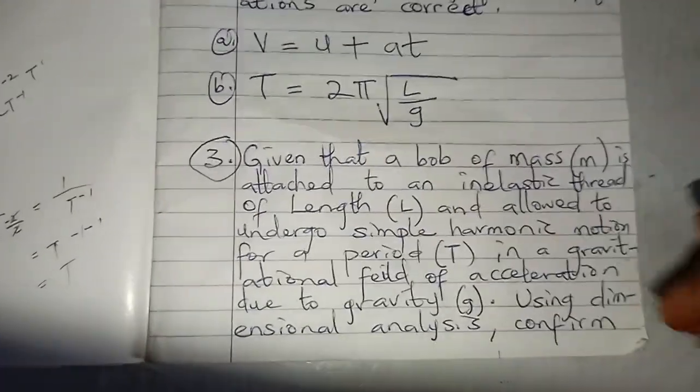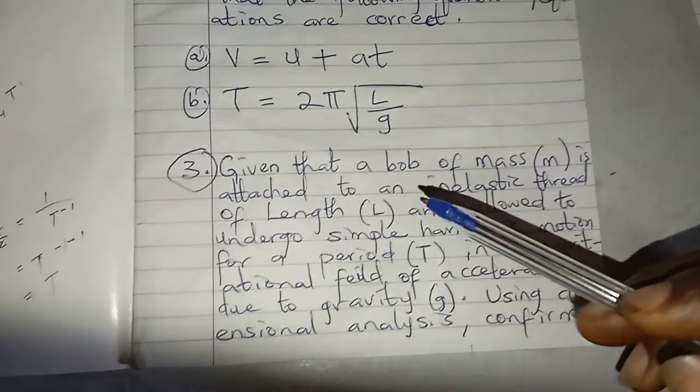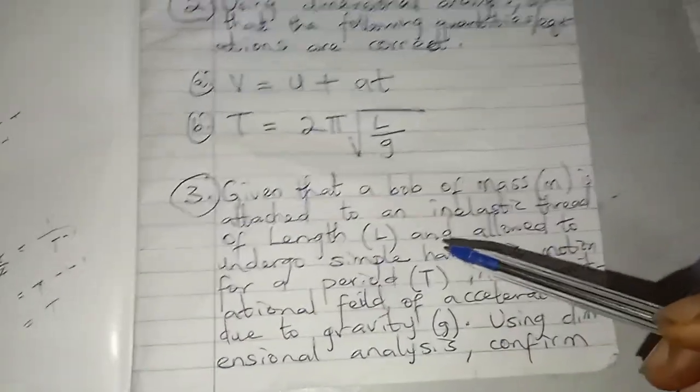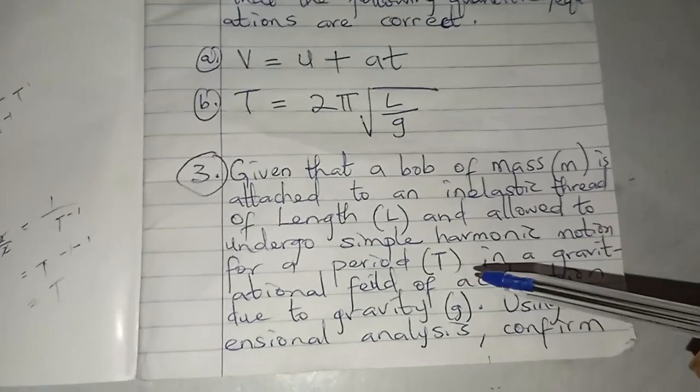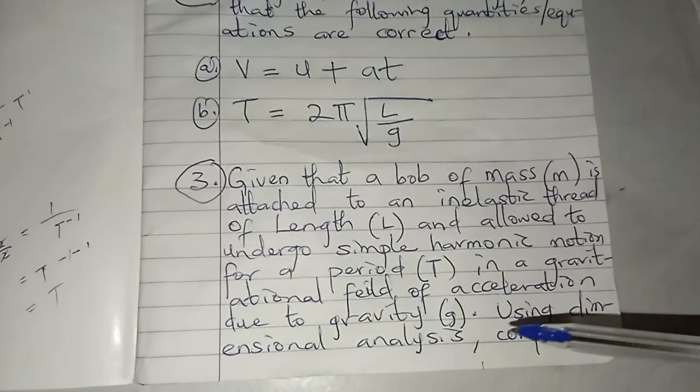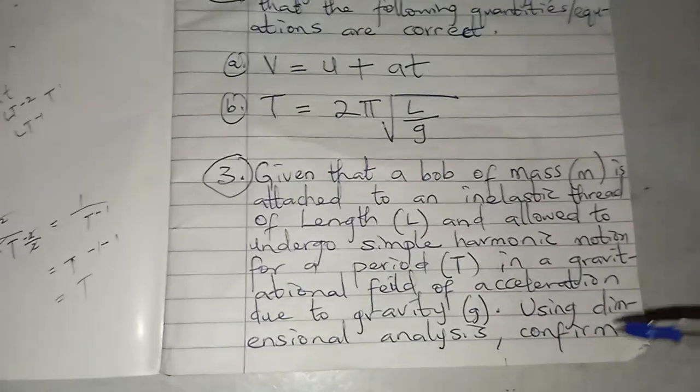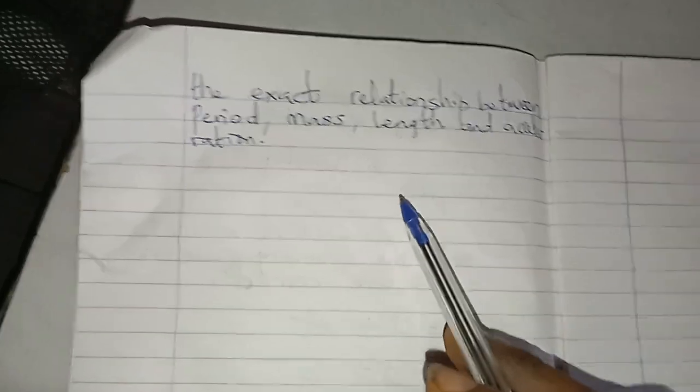So let's try to look at number 3 question, the last one. They said given that a bulb of mass m is attached to an inelastic thread of length L and allowed to undergo simple harmonic motion for a period T in a gravitational field of acceleration due to gravity g. Using dimensional analysis, confirm the exact relationship between period, length and acceleration.